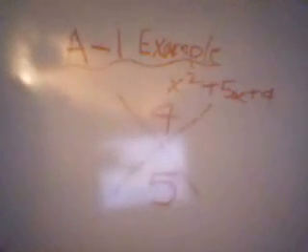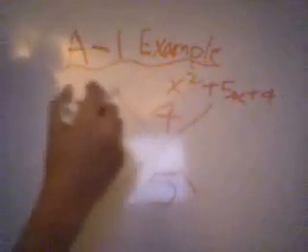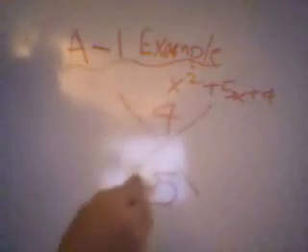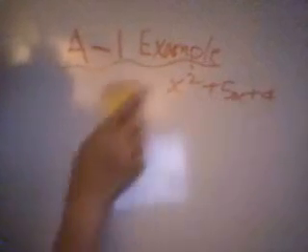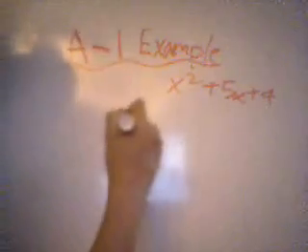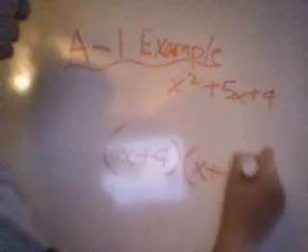What two numbers multiply to get 4 and also add up to get 5? Oh, I know. It would be 4 and 1. Correct. Because 4 times 1 equals 4, and 4 plus 1 equals 5. So what would be the answer? In this case, you would receive a factor of x plus 4 times x plus 1.